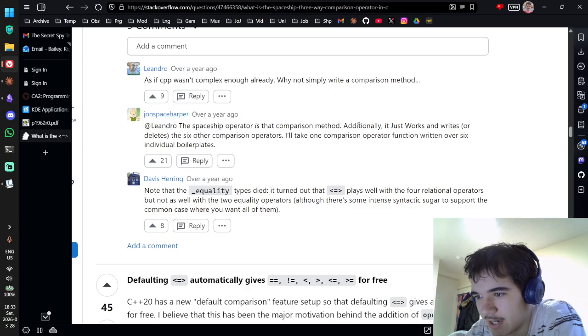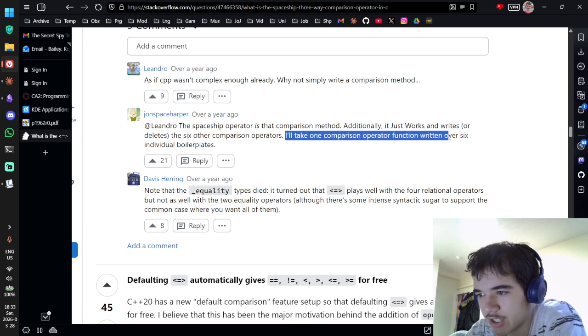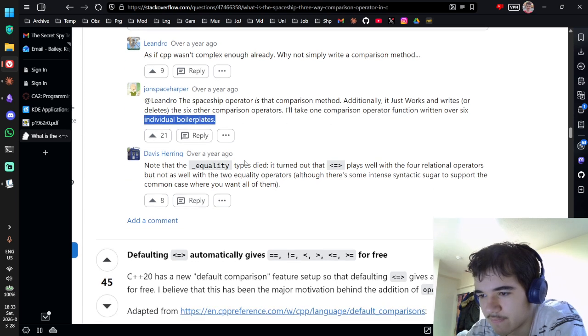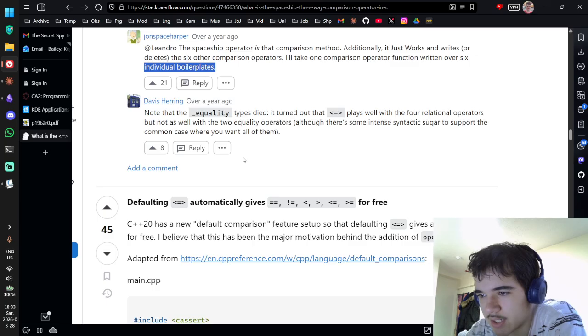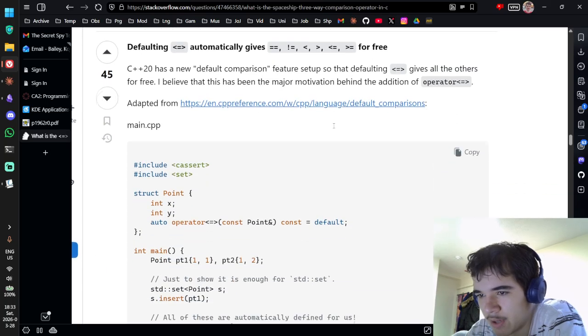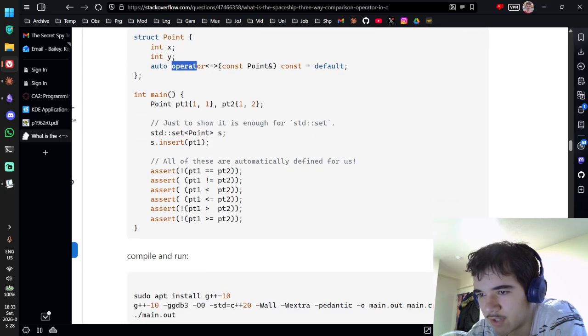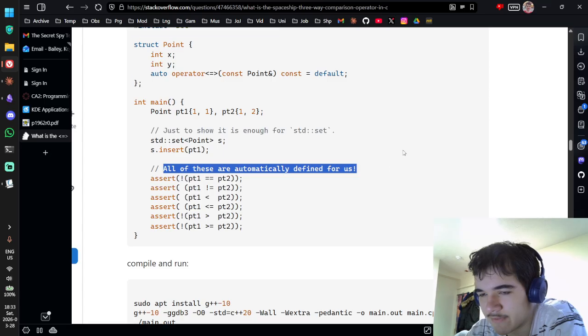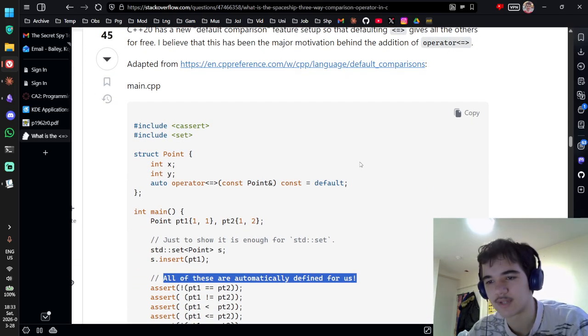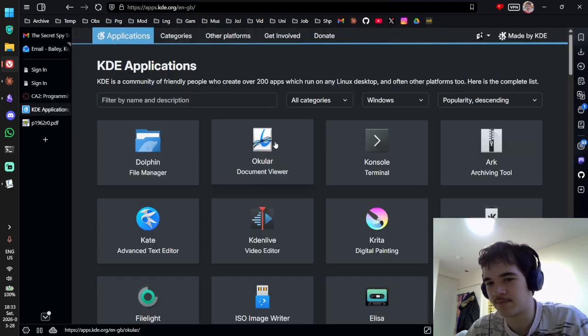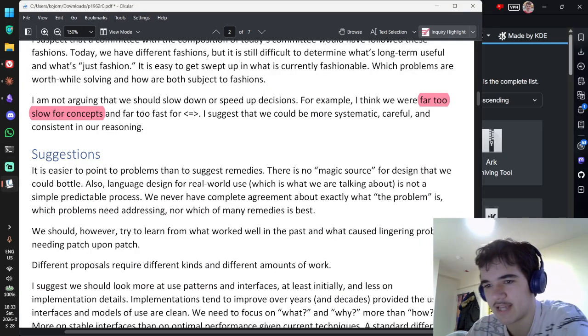Okay, it is a comparison method. Additionally, it just works and writes or deletes the six other comparison overload operators. That's cool. I'll take one function over six boilerplates. Interesting. So is it not even necessarily that you would use the operator, but more that it's useful for overloading? Yeah, these are automatically defined for us. Okay, that's cool. And then, like I said, I wonder what Bjarne's beef with it is. We said far too fast for this.